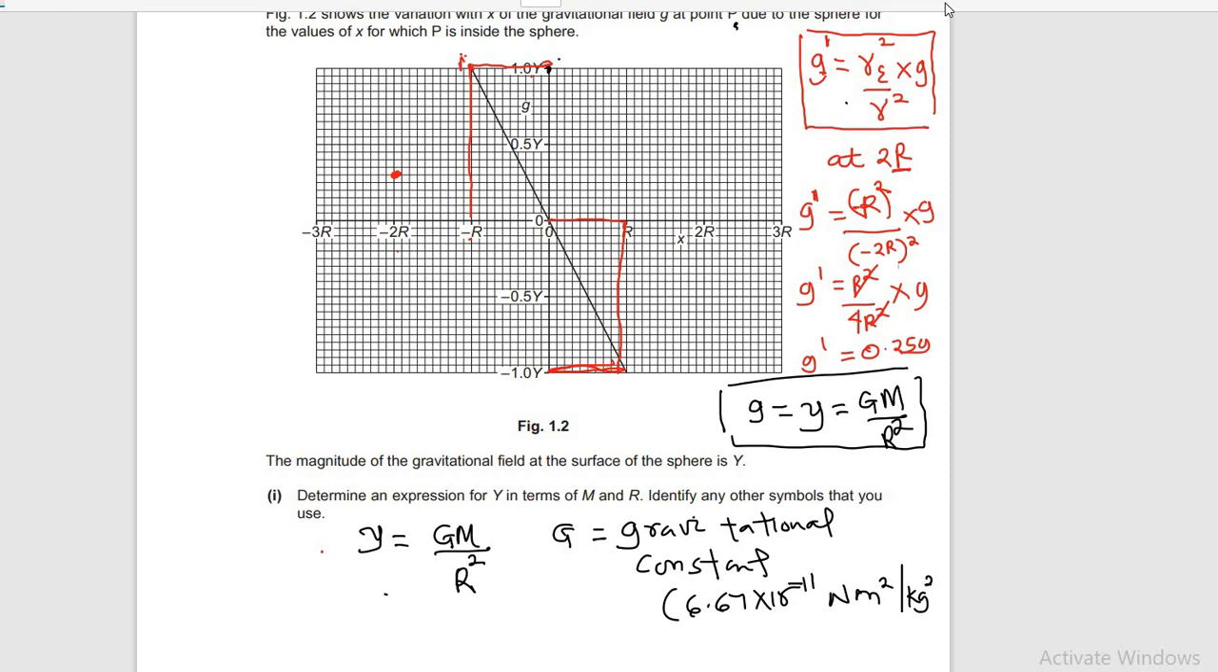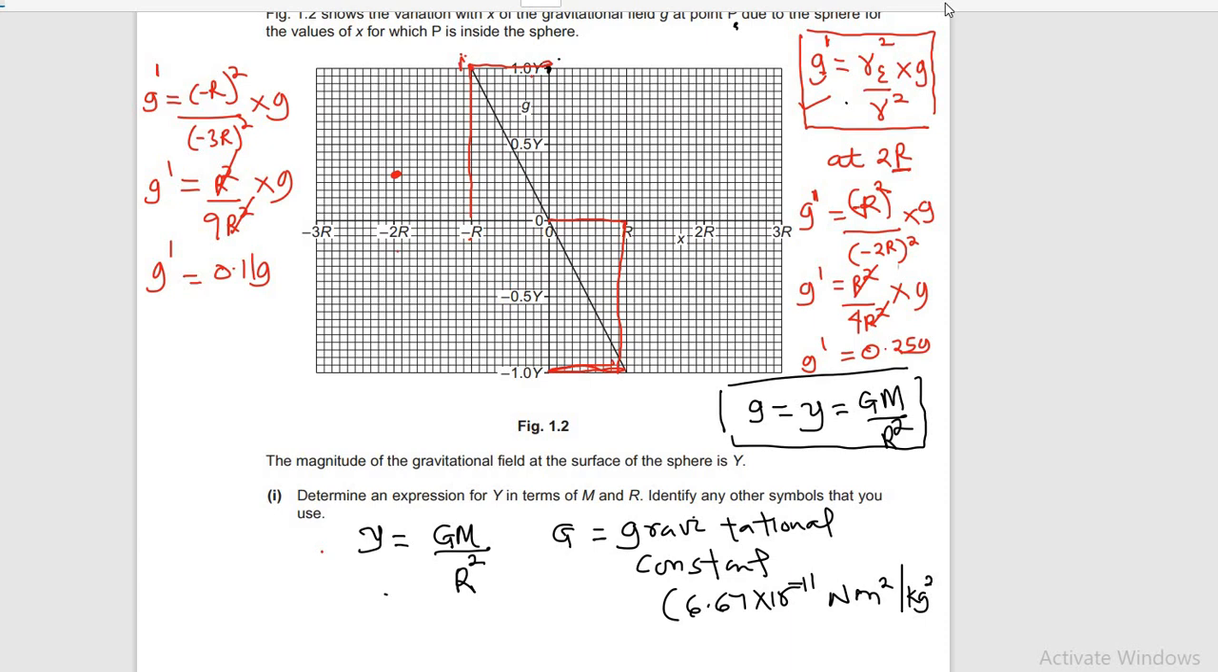So let's find the gravitational field when the radius is negative 3R. The same method. Remember that the radius at the surface of the Earth is negative R. Now at negative 3R, squared, multiplied by g using the same formula, we have R squared over 9R squared multiplied by g. This cancels this. We have 1 over 9, and 1 over 9 is 0.11 g.